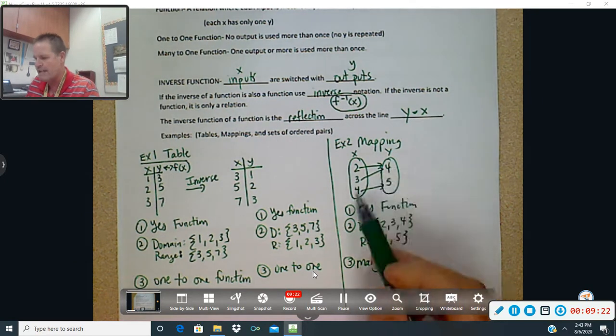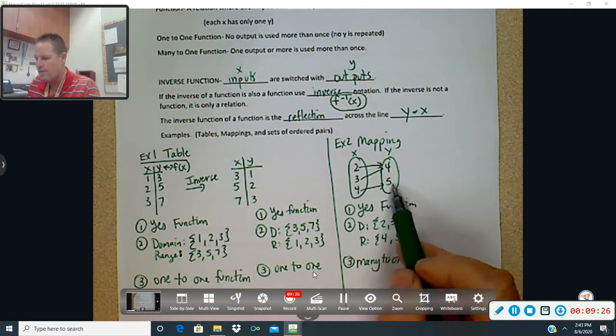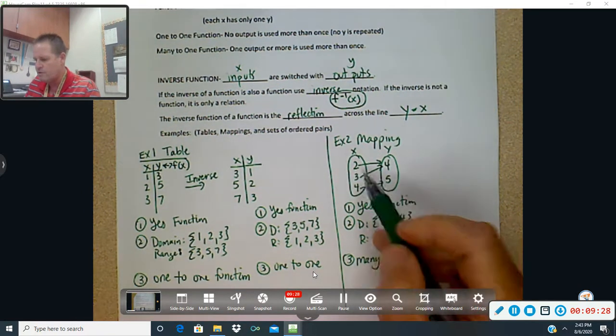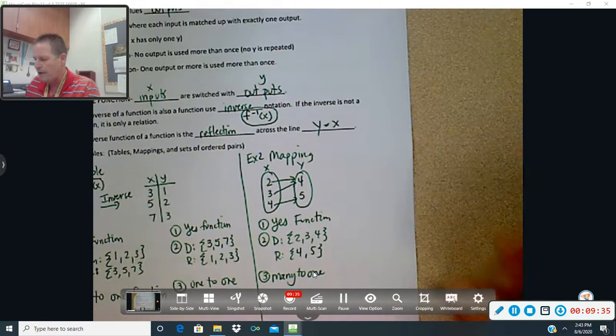2 is trying to take 4, and 3 is trying to take 4. 4 is fine. He's got 1, and it's 1-to-1 there. But as soon as you've got 2 guys repeating the same y, 4 and 4 here, then you've got a problem.